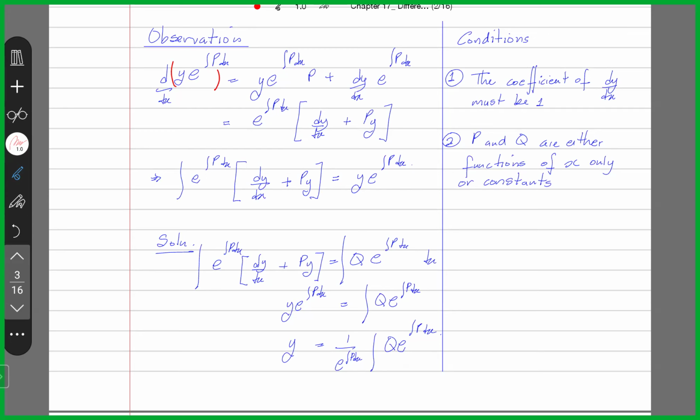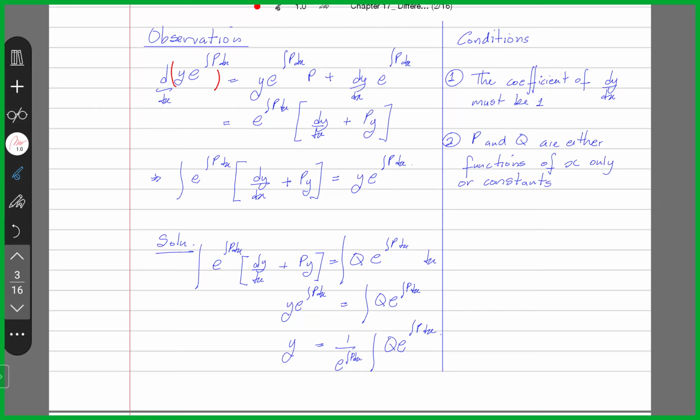And since differentiation is the opposite of integration, when you differentiate the integral of p, you're going to get back p. So it's leave the first, differentiate the second, plus differentiate the first. When you differentiate the first, which is y, you get dy by dx. Leave the second, e to the integral of p dx.